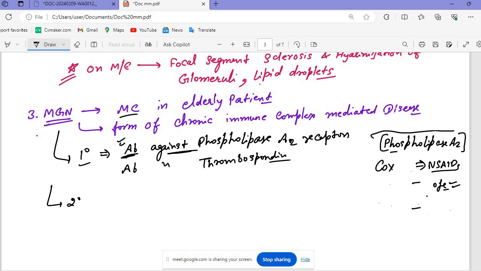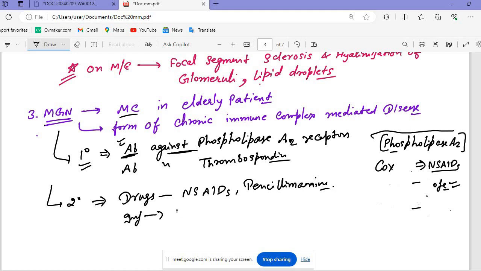Just remember, we call this condition primary. But if it is caused by drugs like NSAIDs or penicillamine, and it can be caused by infections like hepatitis B virus, HCV, syphilis, malaria, all these can also lead to what we call secondary membranous glomerulonephritis. Both options can be given in the questions.